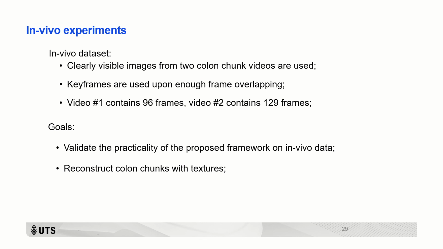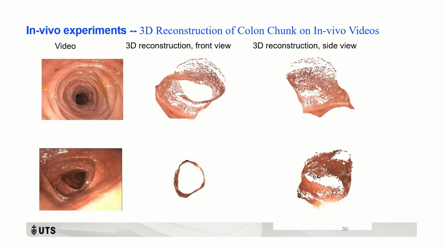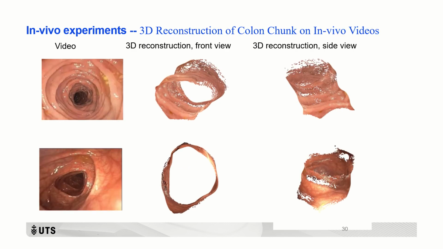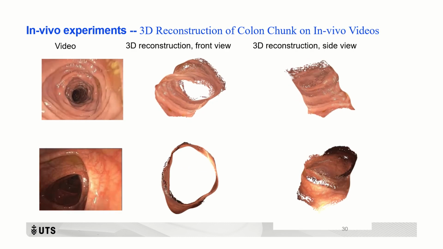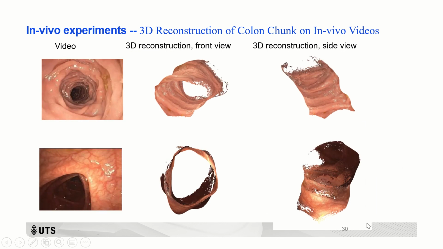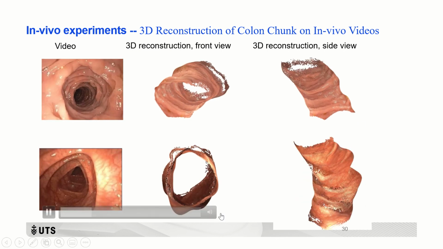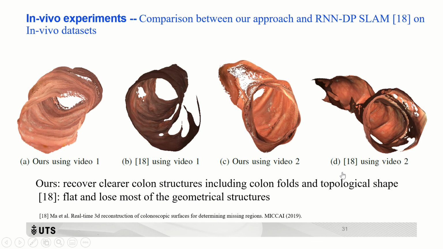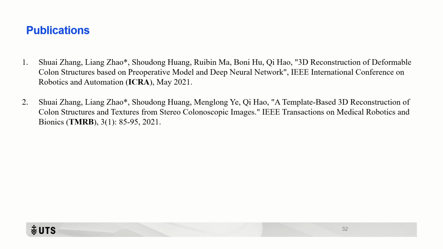The in vivo datasets are also used to validate the practicality of the proposed framework. The left video shows the in vivo datasets, and the middle and right show the different views of the reconstructed colon map. By comparison, our work can recover clear colon structures, including colon folds and topological shape, but the compared work's maps are flat and lose most of the geometric structures.